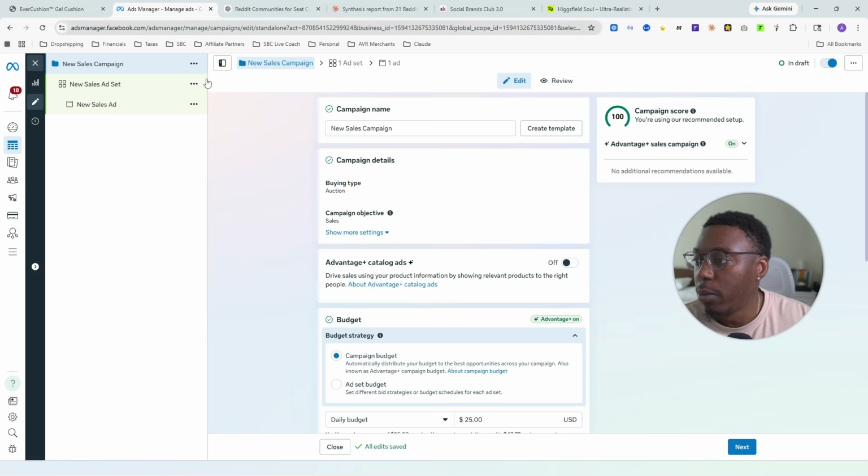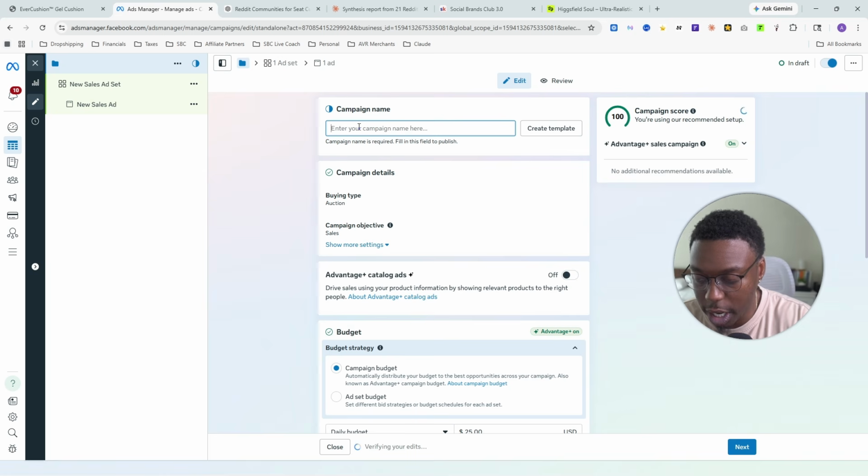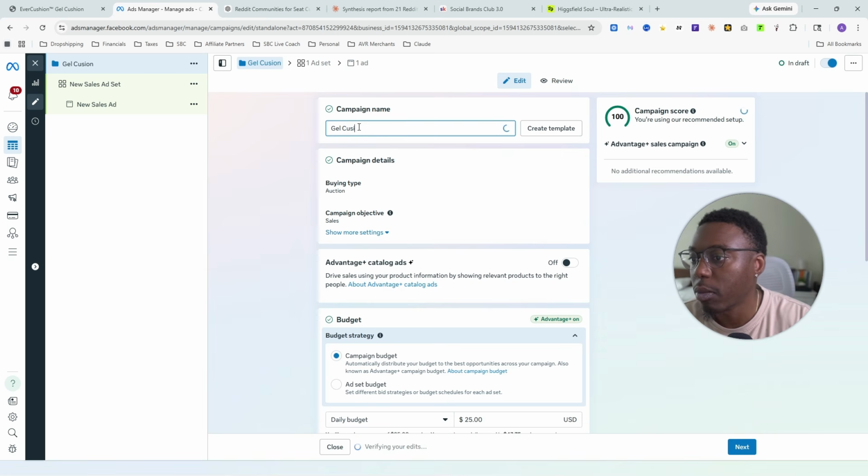So boom, we're going to go here, create that sales campaign, and I'm going to just name this first campaign here. We're doing the gel cushion. So normally I like to name what the product I'm selling, gel cushion here. And then I'm going to put the slash. We're going to do this to a product page. And then we're going to just call this batch 1, if you want to.